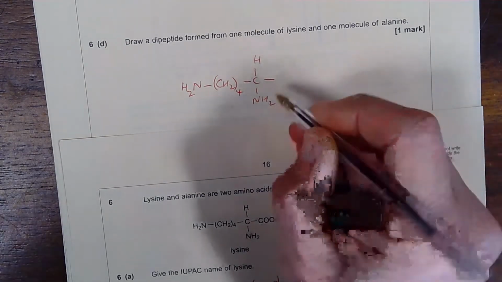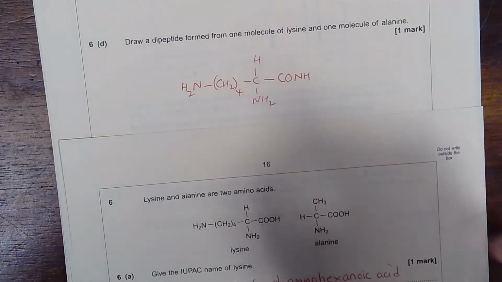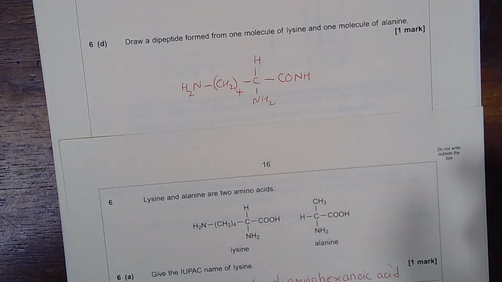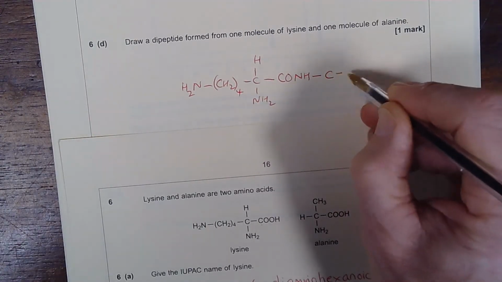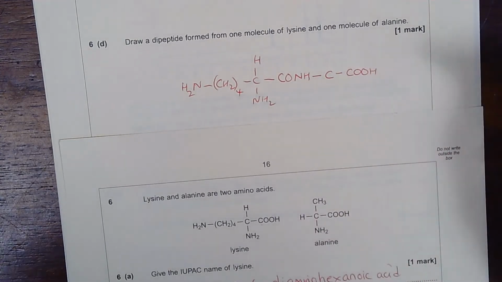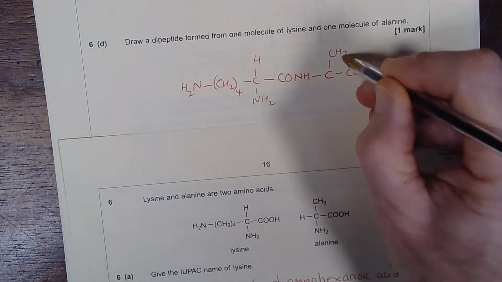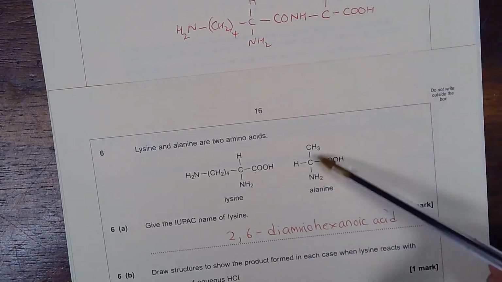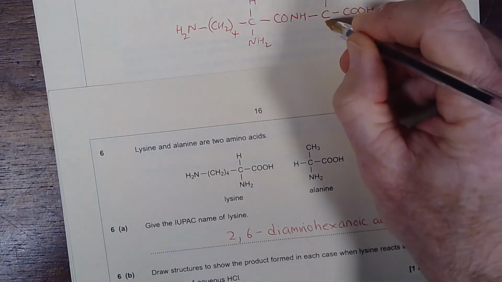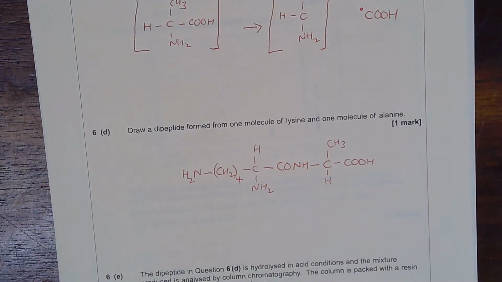so it would go C double bond O NH, which we can write CO NH, which is a clear structure for that, and then you would go into the alanine, so that would then go C, and then that would be attached to COOH, and it would also be attached to a CH3, and of course if you have a look down a little bit lower, if there's the CH3 attached, we've also got a hydrogen attached there. Now that is not the only answer.